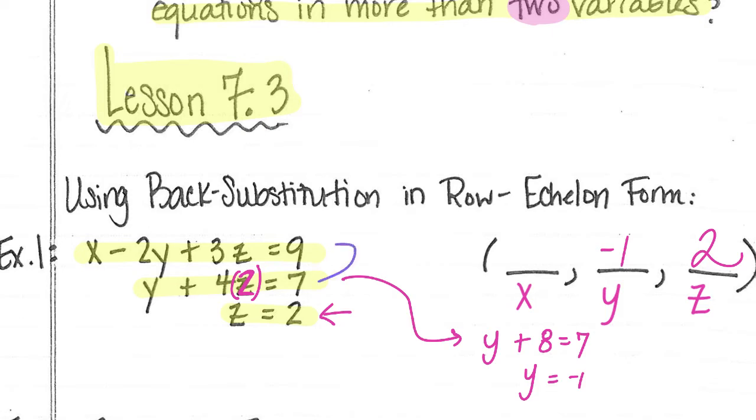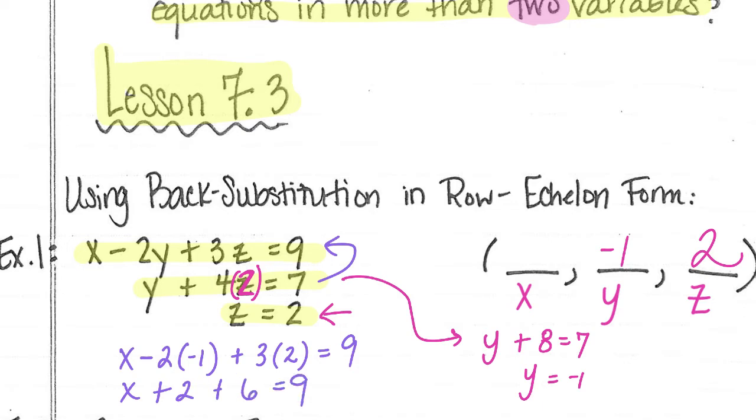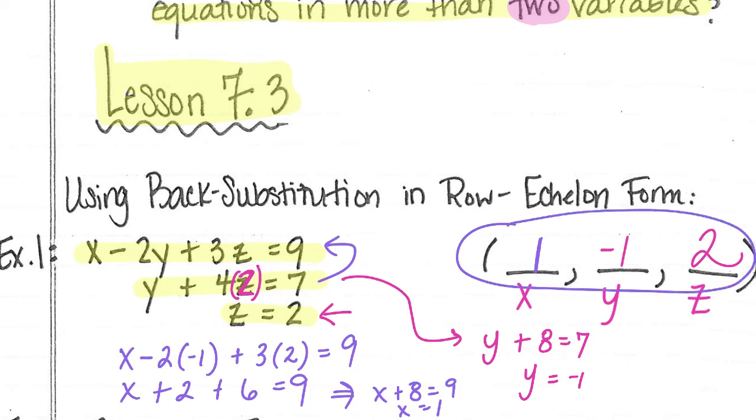And now I can plug that in, and we get x minus 2 times -1 plus 3 times 2 is equal to 9. And that's x plus 2 plus 6 equals 9. Well, x plus 8 equals 9. Obviously, x is equal to 1. So notice now we're going to have 3 solutions, an x, a y, and a z. And this is called back substitution. So make sure you know this is called back substitution. We're going to learn a ton of different ways of how to do this.